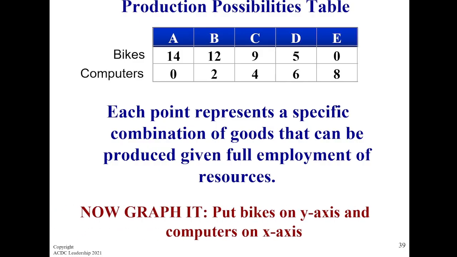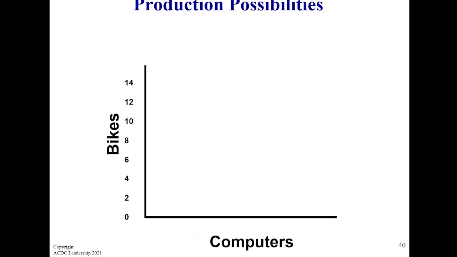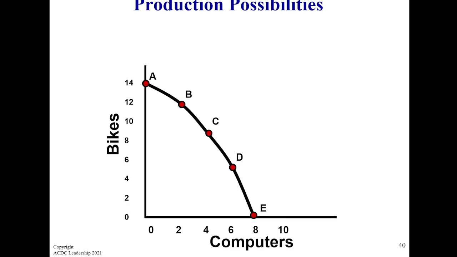Now, let's graph it. Let's put bikes on the y-axis and computers on the x-axis. So in order to do this, we first set up our graph like this. We'll have bikes on the y-axis, computers on the x-axis, and we'll graph each one of our points. So those are all the points from the graph. And as you can see here, they kind of form a curvature shape. There you go. There is our PPC for this company with bikes and computers.